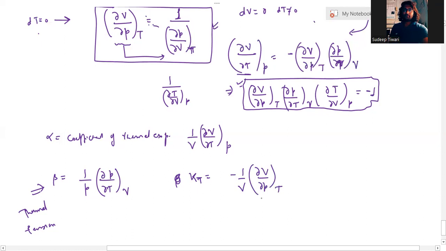So using this, this is alpha, this is beta, and this is kappa T. What I can do is write, if I want to write beta into kappa T, if I'm not wrong, it is equal to what?